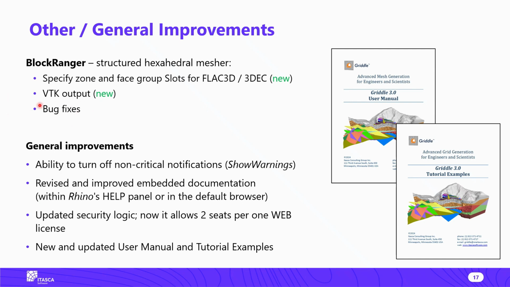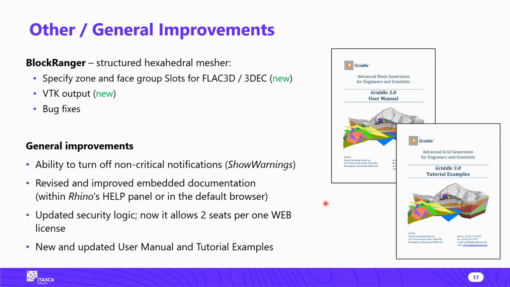Here we list general improvements. First of all, it's the ability to turn off non-critical notifications pretty much in all Griddle tools. This can be done through the show warnings option. And this is very useful when calling Griddle commands or tools through Python scripting, because people wouldn't want to see pop-up dialogues warning about something that's not critical. So those notifications can be turned off, so a Python script can work automatically.